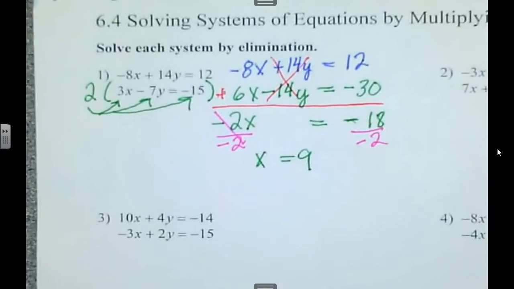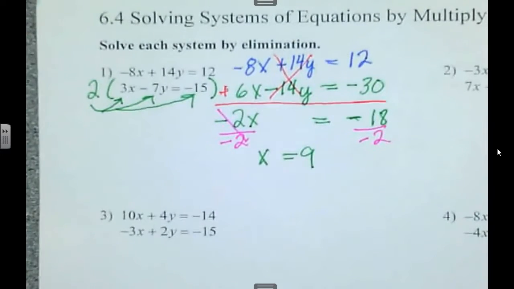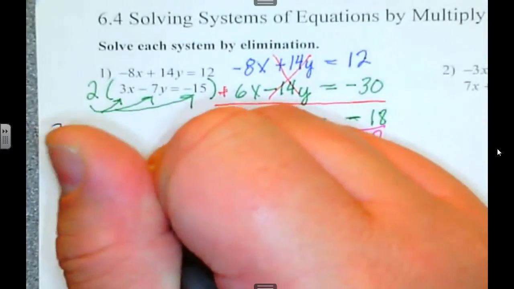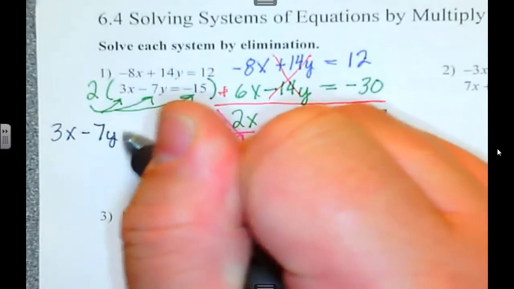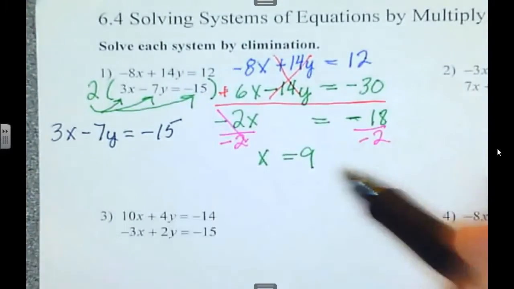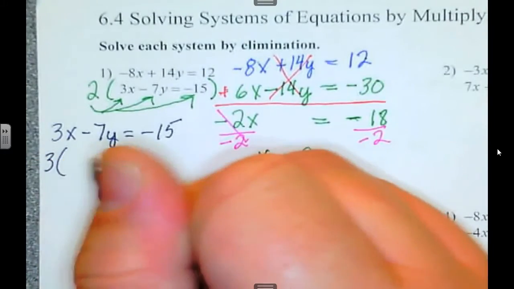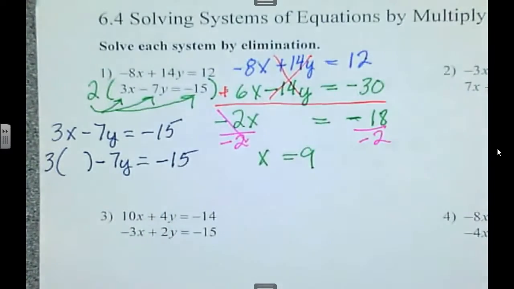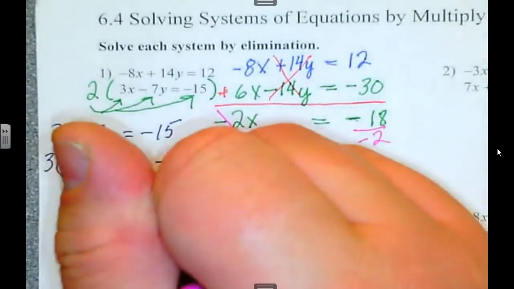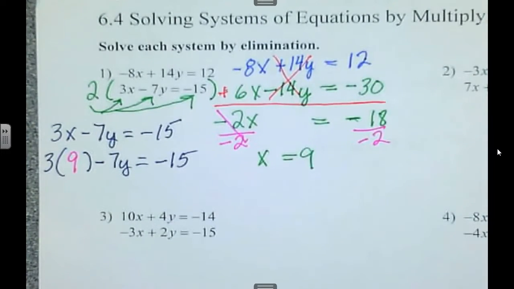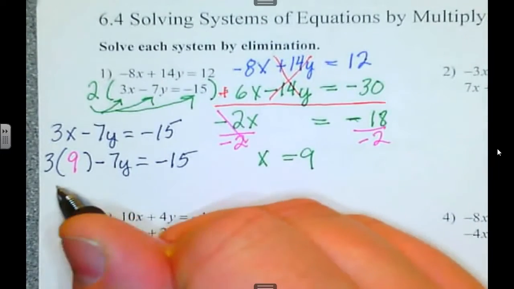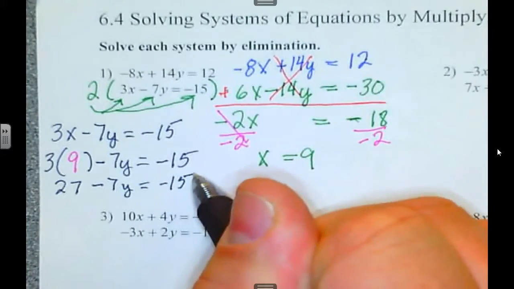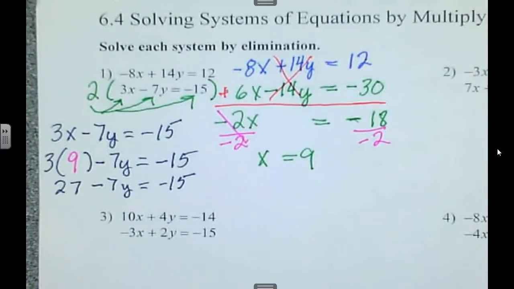Okay, go back and pick one of the original equations. This one's really not going to matter which one. I'm going to pick the bottom one: 3x minus 7y equals negative 15. I have x, so I'm going to substitute in the value of x, which is 9. Now I solve for y. 3 times 9 is 27, minus 7y equals negative 15. Subtract 27 from both sides.